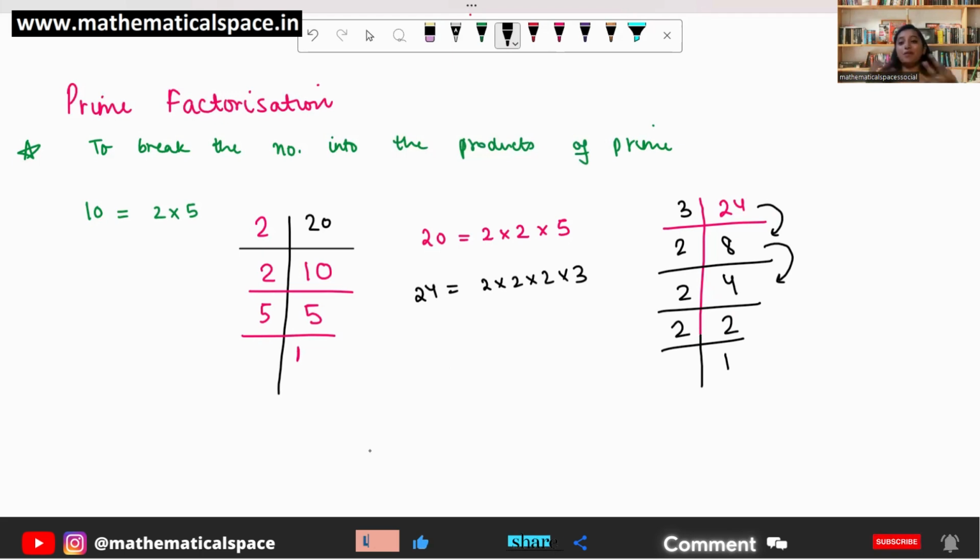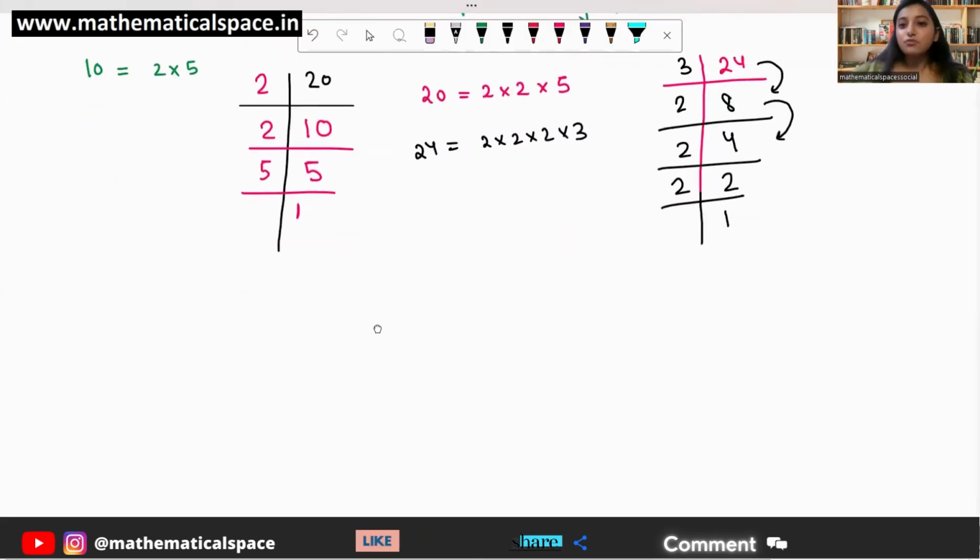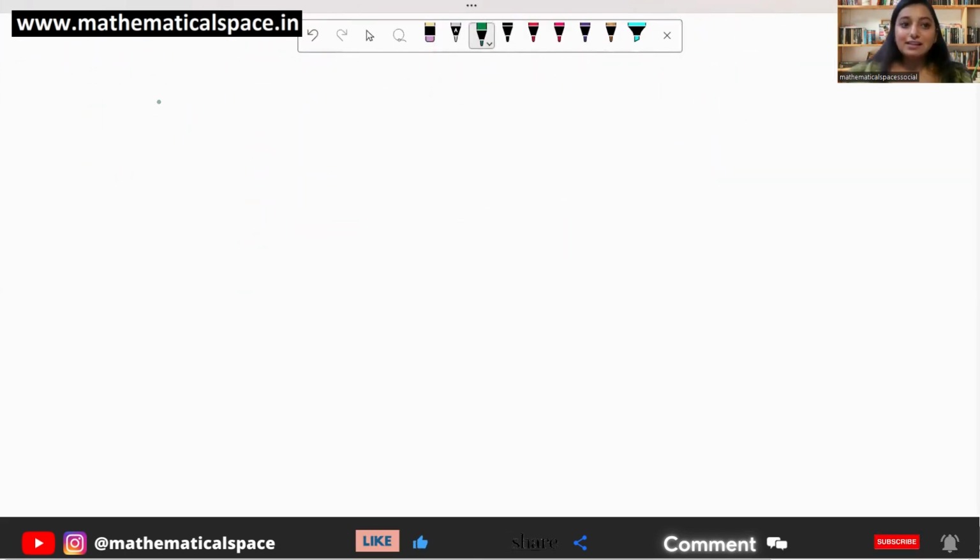So I hope everyone has understood how to find the factors using prime factorization. Let's discuss a few more examples for the same. Let's find the factors of 48.